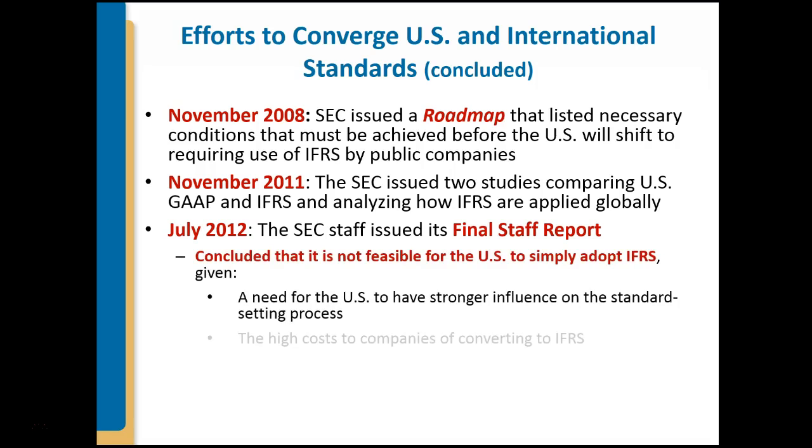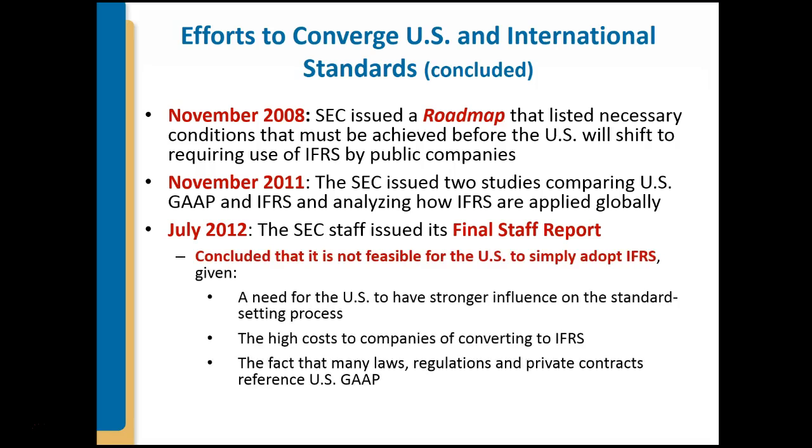Back in November of 2008, the SEC issued a roadmap that listed some conditions, called milestones, that have to be achieved before the United States will shift to requiring use of IFRS by public companies. Then in 2011, the SEC issued two studies comparing U.S. GAAP and IFRS and tried to analyze how IFRS can be applied globally. The SEC identified some key differences and noted that U.S. GAAP provides much more guidance about particular transactions or industries, and the SEC also noted the diversity in the application of IFRS, which showed there could be some problems with comparability of financial statements.